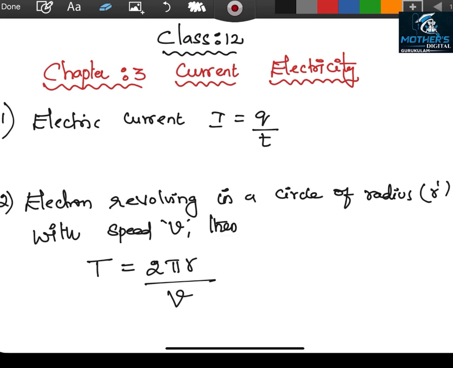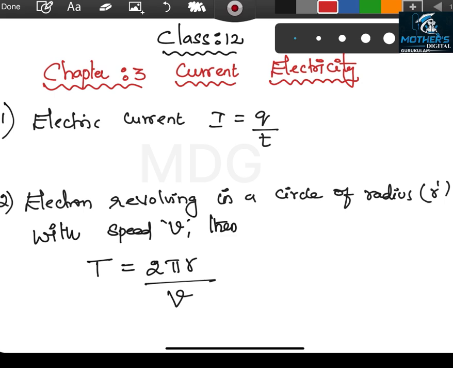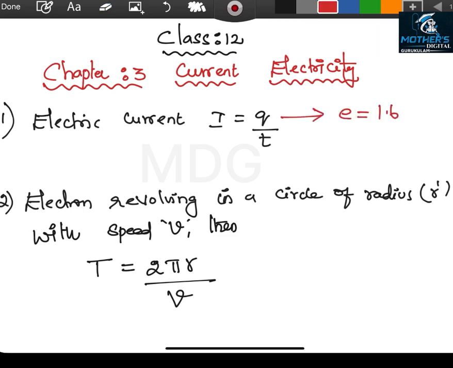Today we'll discuss formulas from chapter 3, current electricity, from class 12 physics. A few formulas are familiar to you, which you have already learned in class 10. For example, current I is given as Q by t, where Q is the charge of the electron, whose value is 1.6 into 10 power minus 19 coulomb. t is the time taken for the charges to cross the cross-sectional area. The SI unit of current is ampere.